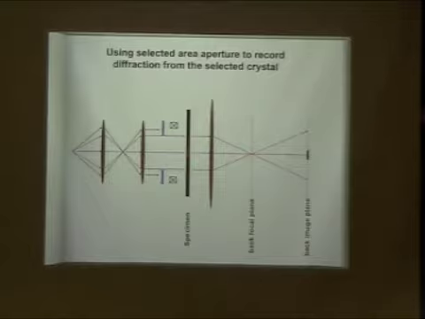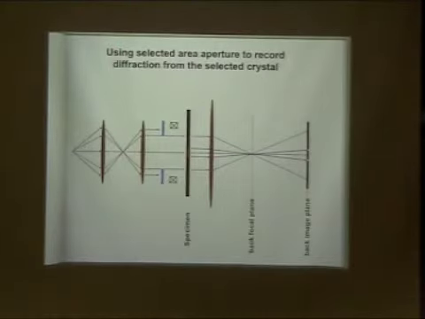But all this goes through the remaining length until it hits the viewing screen, right? So if you put an aperture here, say selecting only this crystal, what happens is that this aperture only allows the beam hitting this area, that is, only the beam hitting the crystal, to pass through the aperture and hit your back focal plane, the back viewing screen.